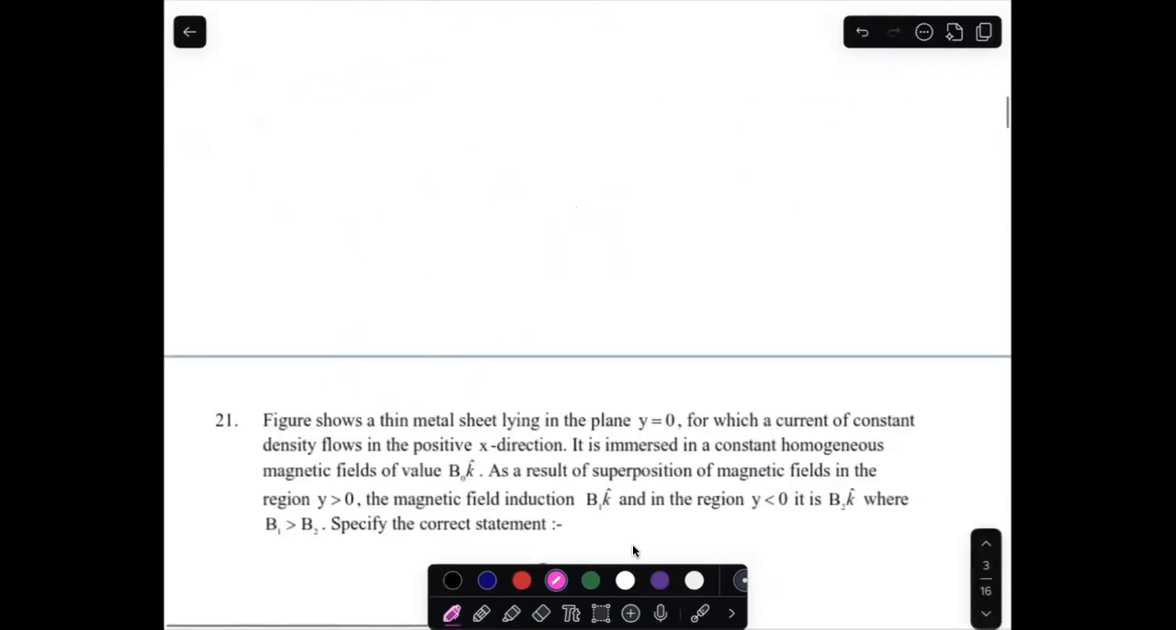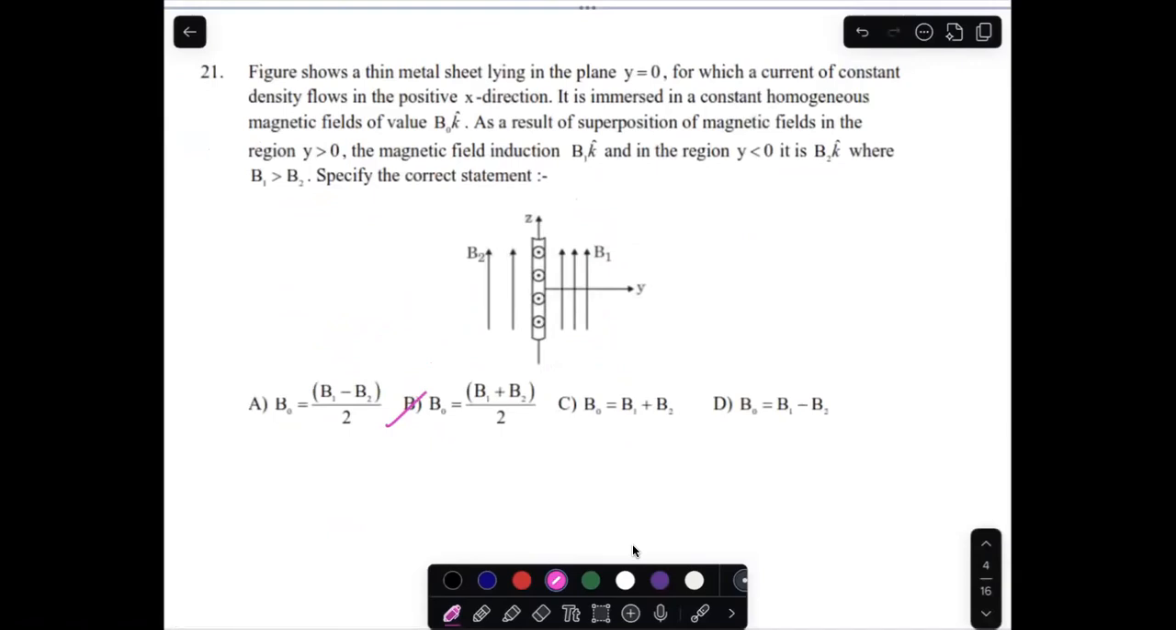Right. Next question. The figure shows a thin metallic sheet lying in y is equal to 0 through which a current of constant density flows in the positive x direction. Fine. Okay, no issues. It is immersed in a constant uniform magnetic field. First of all, forget about the uniform magnetic field. Forget about that. If we have such a sheet carrying current like this, which is an outward current, due to the conductor, you will have fields like this.